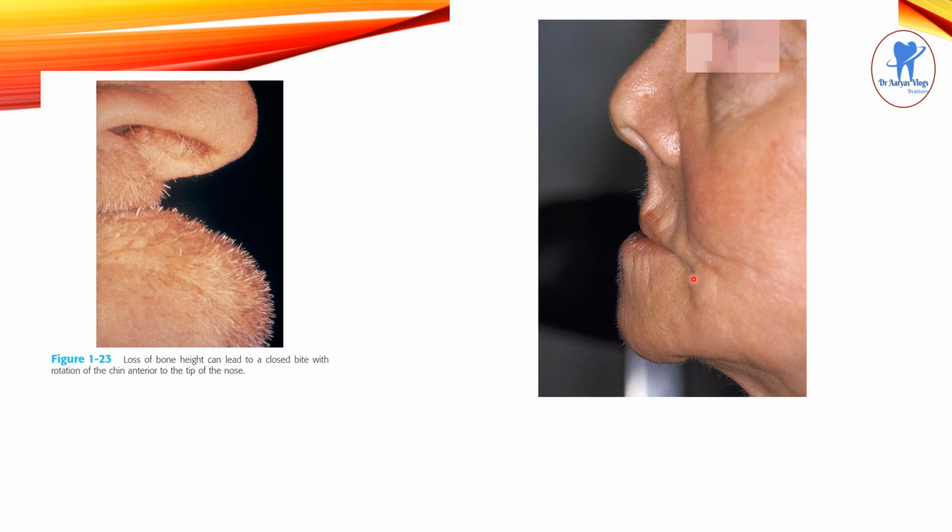Here this is the witch's chin. That is ptosis of the chin. So loss of muscle attachments leads to ptosis of the chin. That is witch's chin. Loss of vermilion border, that is lipstick is applied to the skin.